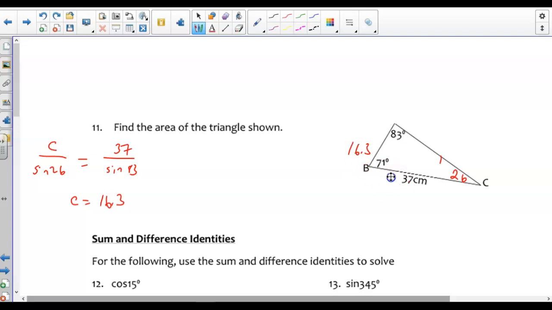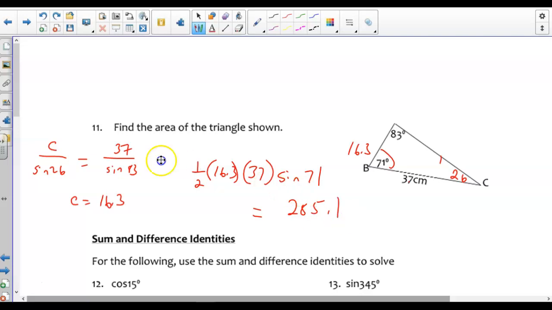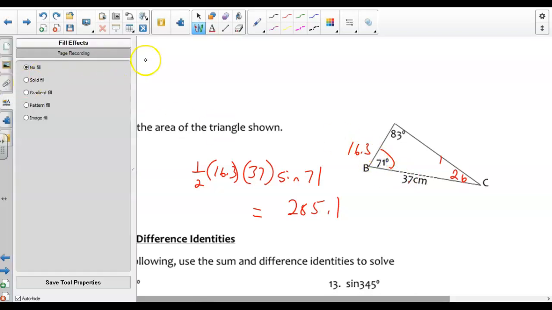So now I have two sides and an included angle, this angle right here. These two angles, and this is included with these two sides. So I'm going to go 1/2 times 16.3 times 37 times sine of 71, and that'll give me an area of 285.1. All right. Again, all you need to do is find the included angle. So I got two sides and the included angle.